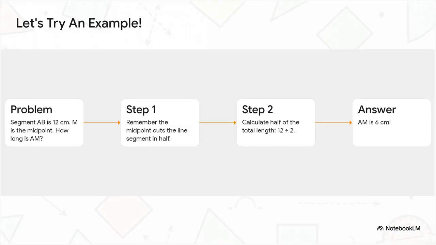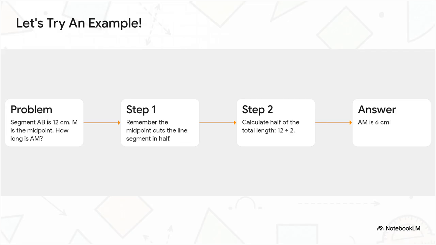Okay, let's try a quick problem together. It's pretty straightforward. We have a line segment named AB, and its total length is 12 centimeters. The problem tells us that M is the midpoint. So the question is, how long is just the piece from A to M? Well, what's the first thing we remember? A midpoint cuts the line in half. It makes two equal parts. So we just need to find half of the total length.